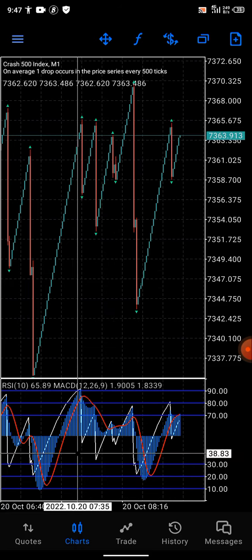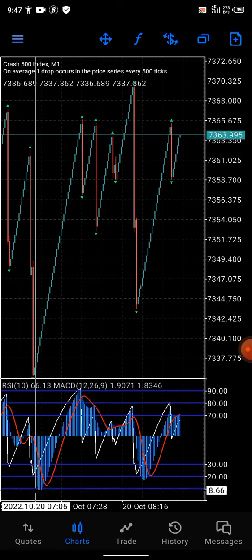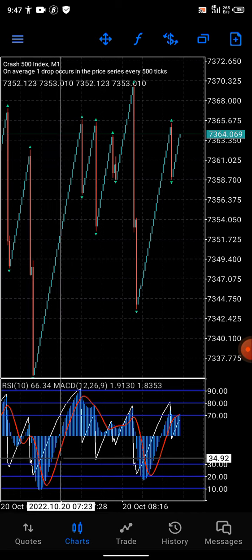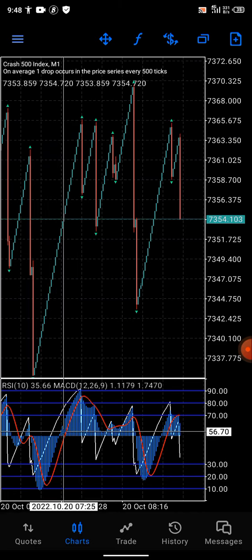Now you can see here, let's use this area right here. Let's say the market reaches the 10 levels, and then starts trending to the top side. As you can see here, the MACD volume is changing.